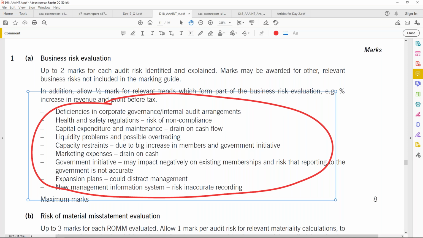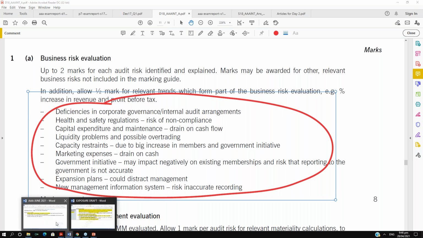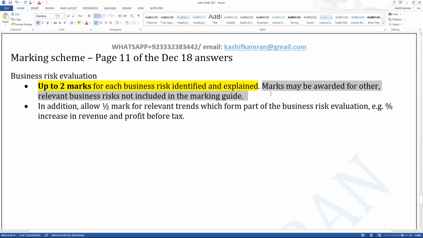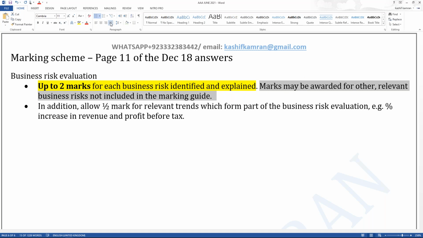So are you getting my point, everyone? So is the examiner saying marks may be awarded for other relevant business risks not included in the marking guide? Is that statement clear to everyone? So when you are writing an answer, how would you reconcile whether you have written a right answer or a wrong answer? From the answer or from the marking guide? Obviously from the marking guide.